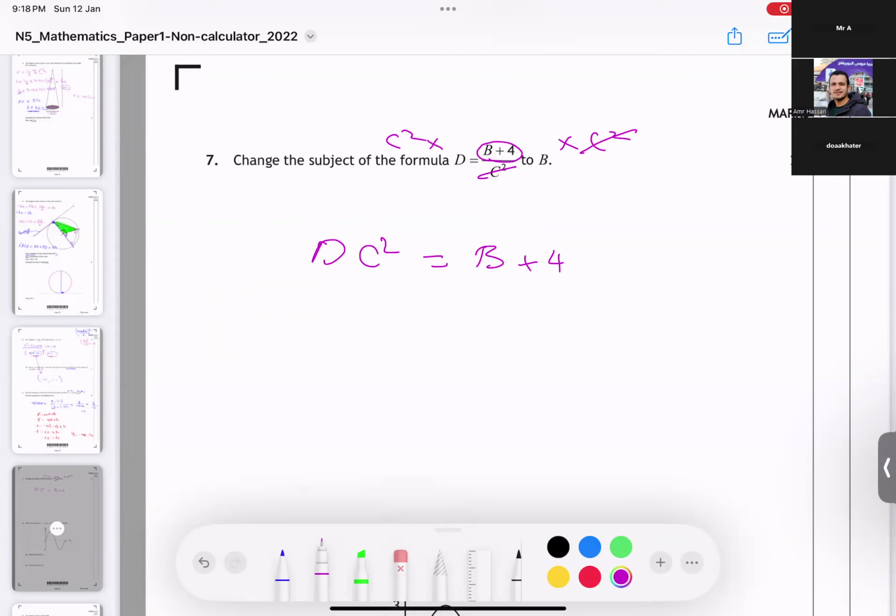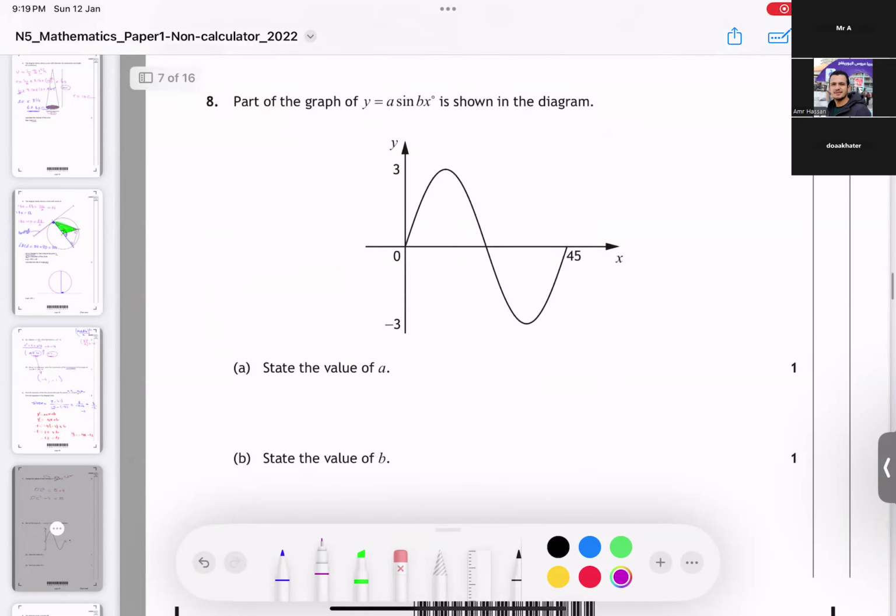Okay, and then I need to get b by itself. So 4, I need to push it to the other side. So what b stands for is dc squared minus 4. Is it clear for you? Okay. Let me try to go over this one. This one sounds pretty simple.